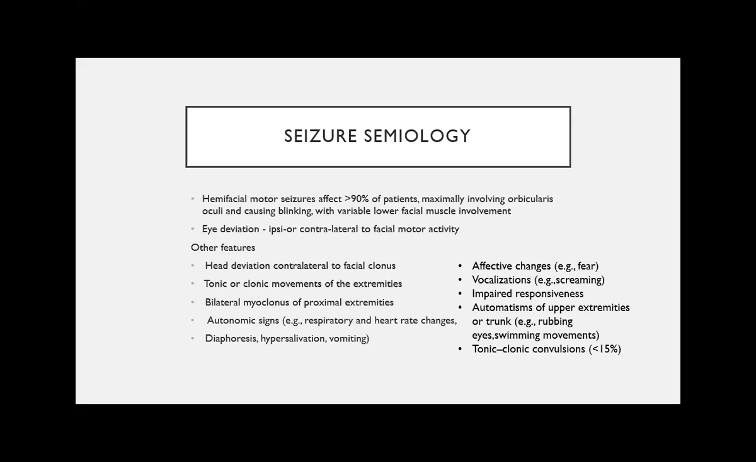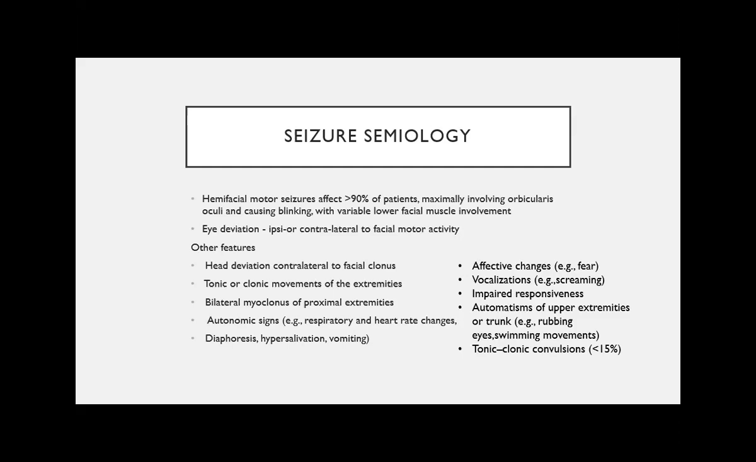And as I've already mentioned, they are hemifacial motor seizures, which affect more than 90% of the patients, and maximally involve the orbicularis oculi and cause blinking with variable lower facial involvement. And there can be eye deviation ipsilateral or contralateral to the facial motor activity.